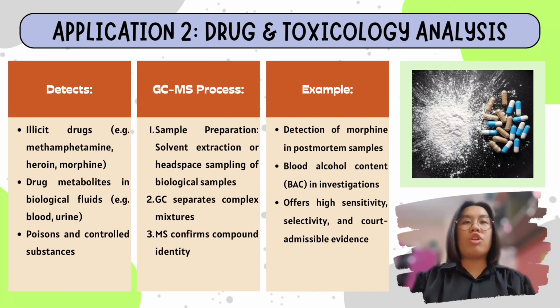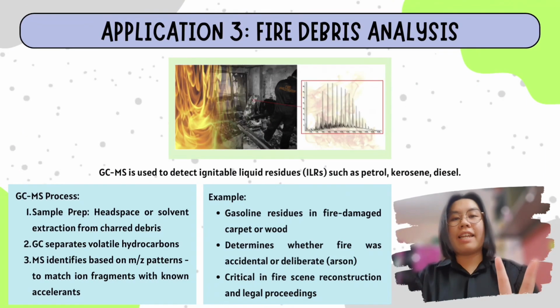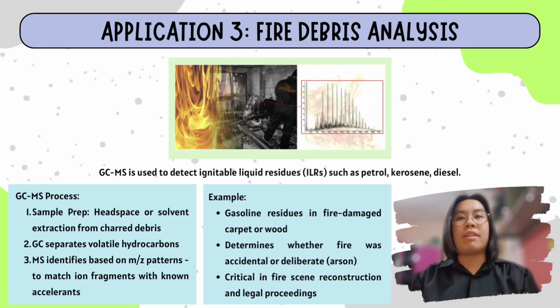First, in drug and toxicology analysis, it detects drugs and poisons such as morphine in blood or urine samples. Blood or urine is extracted, run through the GC for separation, and MS confirms the specific drugs or metabolites using spectral libraries. Second, in fire debris analysis, it identifies ignitable liquid residues like petrol or kerosene in fire debris. Volatile residues are recovered from the burned material, separated by GC and compared to known accelerant spectra in MS. Its accuracy makes it admissible in court.